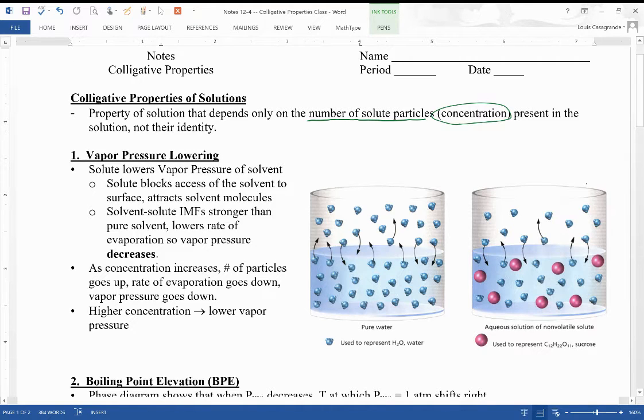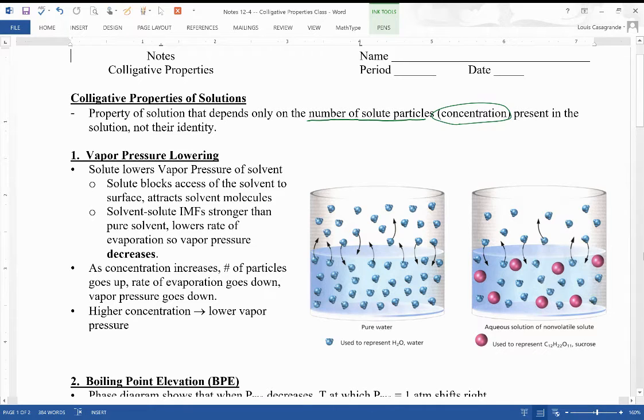There's a fourth one that's a little bit more complicated that we won't talk about, and it has to do with something called osmotic pressure. And if you're interested, I can let you know separately. But the first of the three properties we're going to talk about is vapor pressure lowering. So you lower the vapor pressure by putting a solute into the solution.